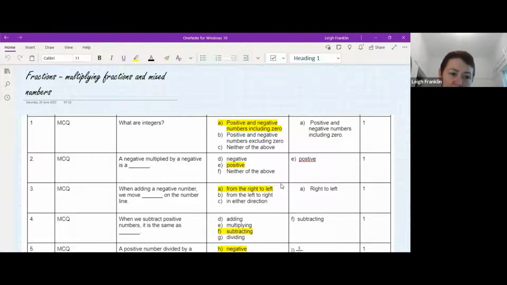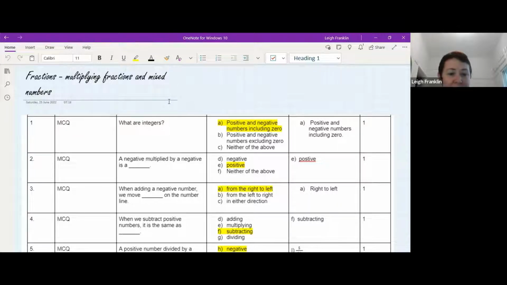Feedback on the quizzes. Okay, so we were talking about integers and number patterns in this quiz. And the first question that I had asked you was to define what an integer is. So hopefully you said a positive and negative number, including zeros. The answer was A. In the second question, a negative multiplied by a negative is a positive. So hopefully you said that for question B.